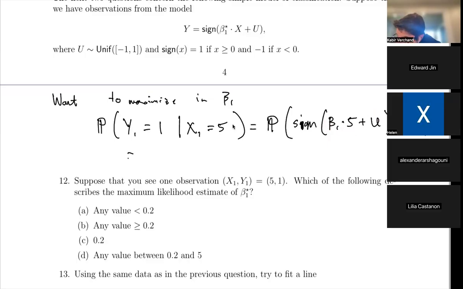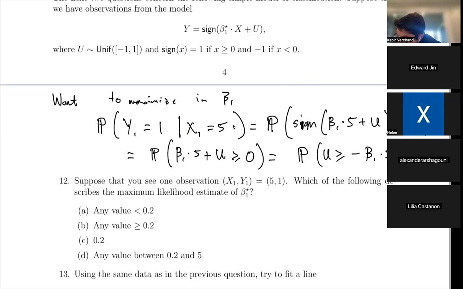So this is equal to the probability that beta 1 times 5 plus u is greater than or equal to 0, which is the probability that u is greater than or equal to negative beta 1 times 5. Now, this is just a question about this uniform random variable u, and we need to find a value of beta 1 which makes this probability as big as it possibly can be.